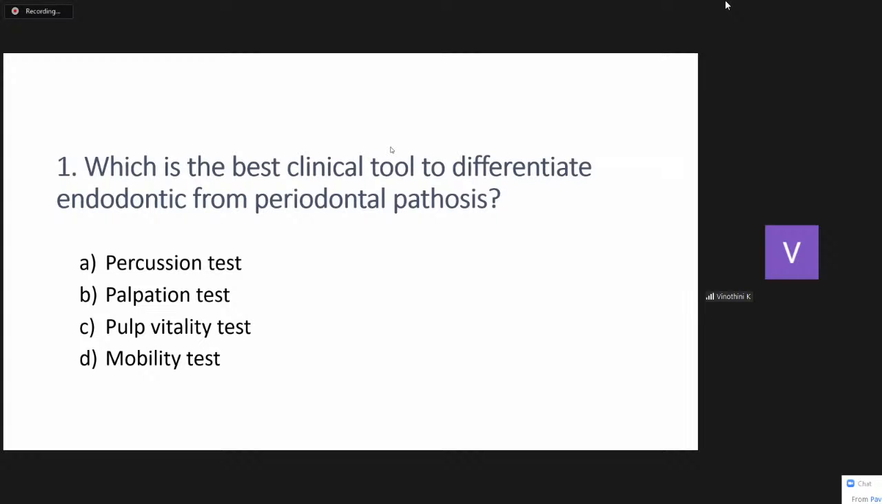A is not the correct answer. The best clinical tool among these is the pulp vitality test. Percussion and palpation tests, as I told you, will not differentiate correctly. Even mobility test, even perio is going to have mobility, and pulpal disease is going to have mobility. So the pulp vitality test is the test which differentiates endo from perio pathosis.